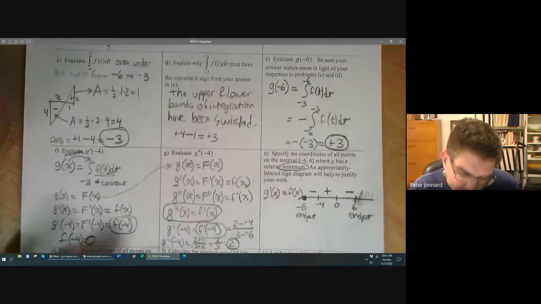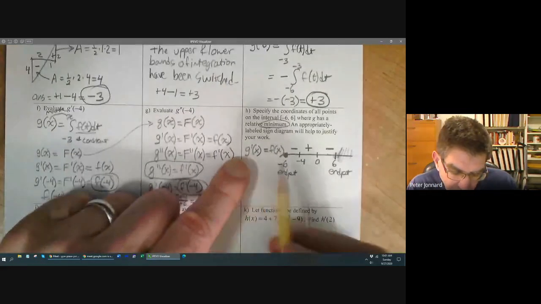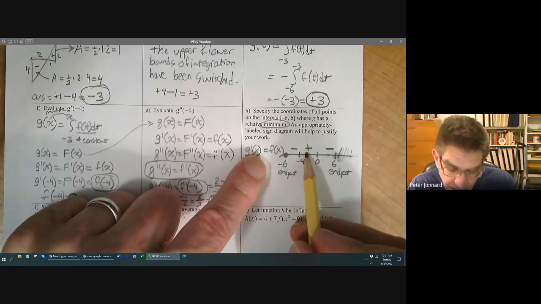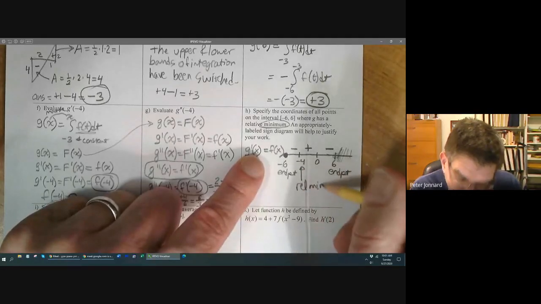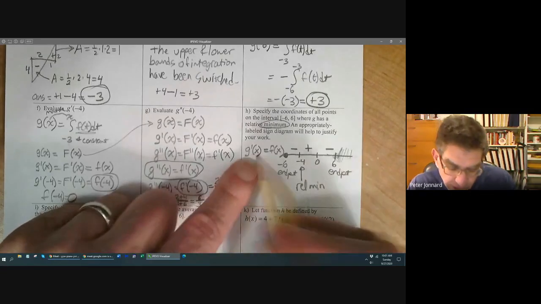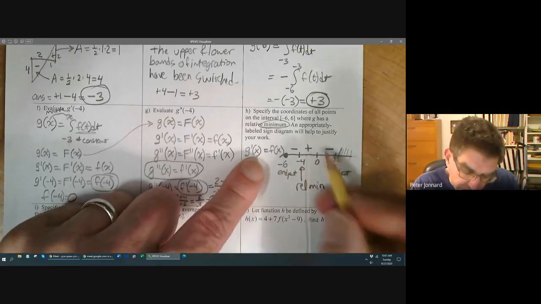Okay, so the question says, where do I have a relative minimum? Well, now it's just a matter of looking at this. G, the derivative, is negative here, so it's decreasing. Then it hits 0, then it's increasing. So that right there is a relative minimum. And then G is increasing. The derivative is positive, so it's increasing, and then it switches and it becomes negative. So that's a relative max.